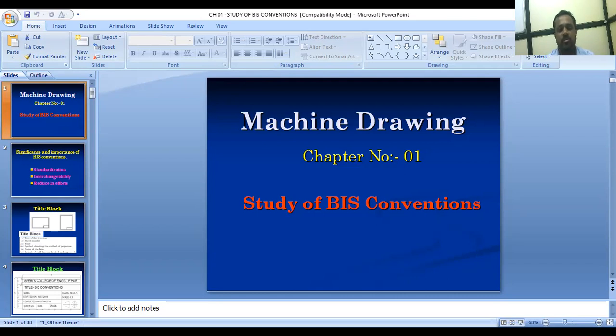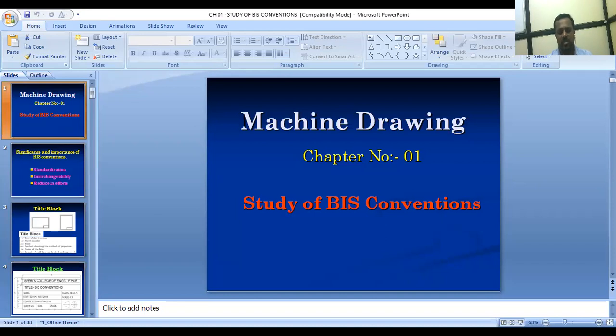Because of the BIS conventions, we are able to establish standardization in production. Also, it is easy to achieve the interchangeability concept. And the BIS conventions have reduced the efforts, because it is impossible to draw the actual picture of any machine component. So instead of drawing the actual picture, we can easily represent any machine component or engineering material symbolically. Due to that, the BIS conventions have reduced most of the effort.